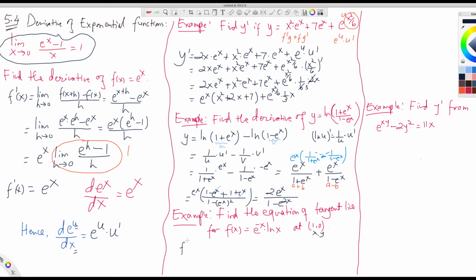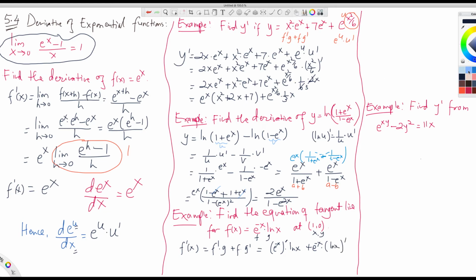So what will be f prime of x? Tell me, what is that? This is like f, this is like g, right? So what is the derivative? It will be f prime times g plus f times g prime. So what would that be? That will be the derivative of e to the negative x, times the natural log of x, and then plus e to the negative x times the derivative of natural log of x.